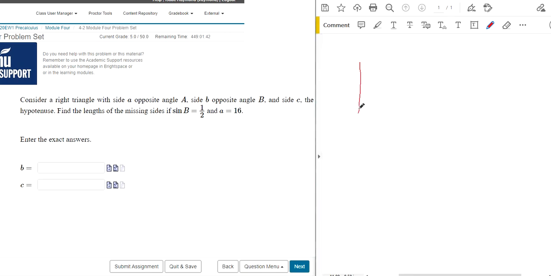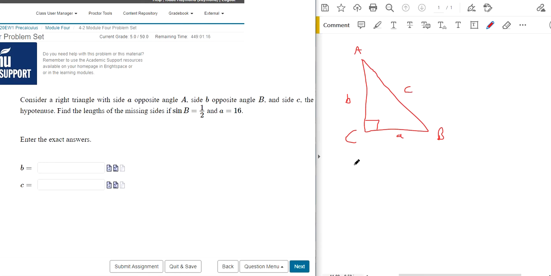Consider a right triangle. There's a right triangle with side a opposite angle A, and side b. That's pretty conventional: capital A is an angle, and lowercase a is opposite of it. We can call this one capital B, and this lowercase b. And then side c is the hypotenuse. Since it's a right triangle, we have to be clear on what the hypotenuse is.